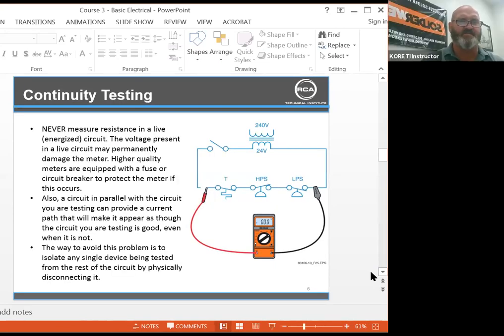Never measure resistance in a live energized circuit. The voltage present in a live circuit may permanently damage the meter. Higher quality meters are equipped with a fuse or circuit breaker to protect the meter if this occurs. Has anybody ever blown a meter? I mean, have they really blown out a meter?